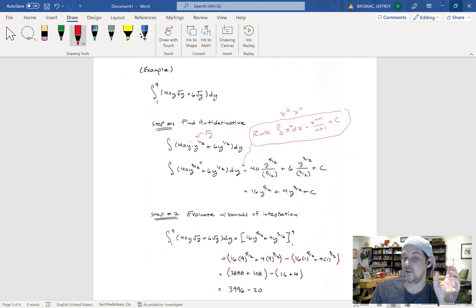I'll add 1 to the power, and I'll divide by whatever it gets. So 3 over 2 will become, if I add 1, 5 over 2, and I'll divide by 5 over 2. And 1 over 2 will become 3 over 2 if I add 1, and I'll divide by 3 over 2. Then I'll do some calculations. If you take 40 and divide by 5 over 2, that turns out to be 16. And if you take 6 and divide by 3 over 2, that turns out to be 4.